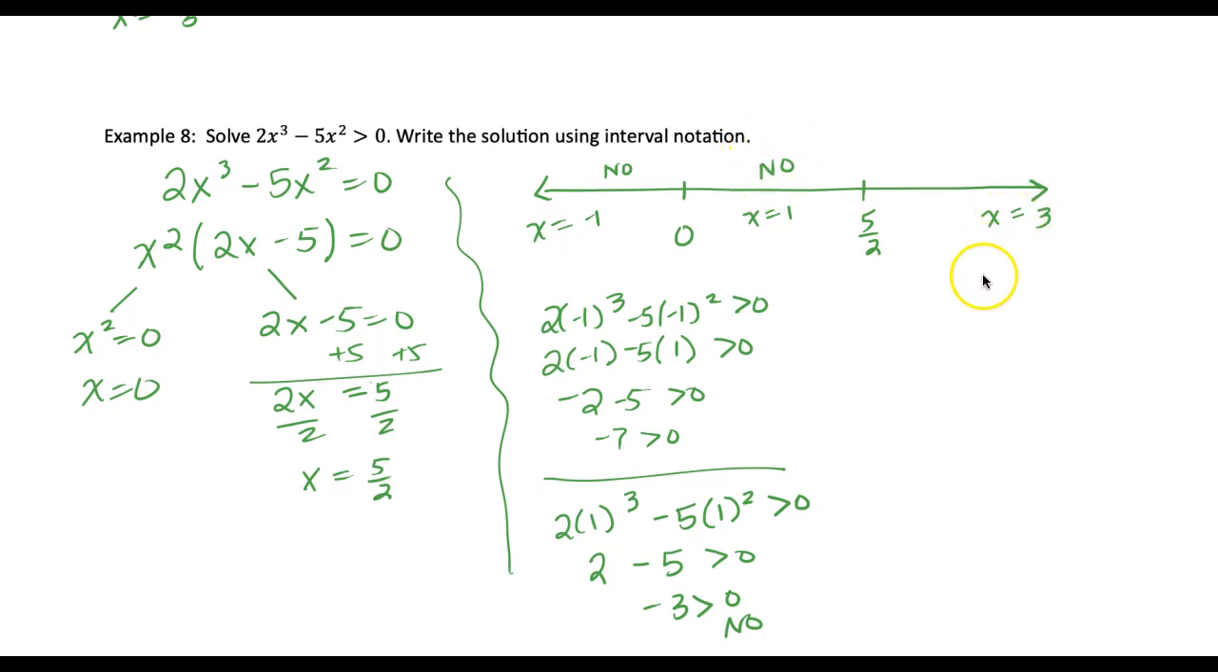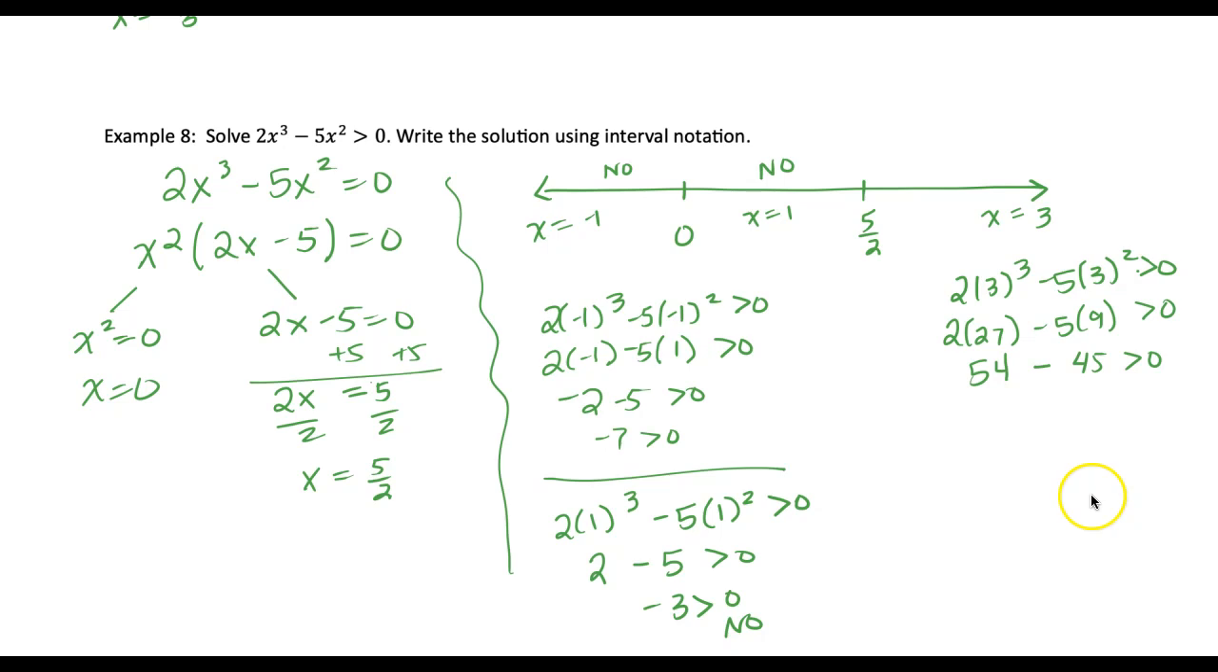Let's try x equals 3. 2 times 3 cubed minus 5 times 3 squared. Is that greater than 0? Again, we're going back to the original inequality. So 2 times 27, 5 times 9. 2 times 27 would be 54. 5 times 9 is 45. And 54 minus 45, we can do a little bit of arithmetic. We would end up with 9. Is 9 greater than 0? And our answer is yes.